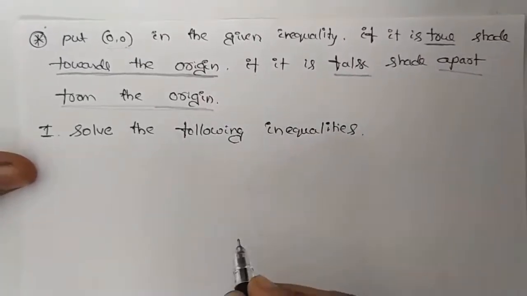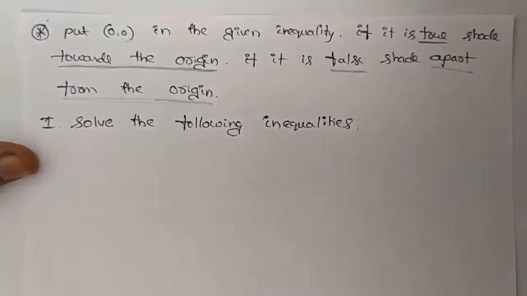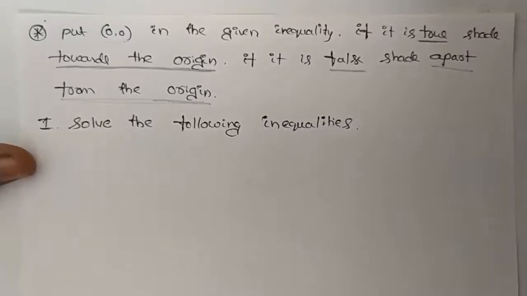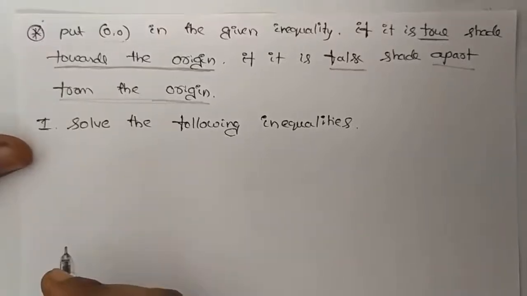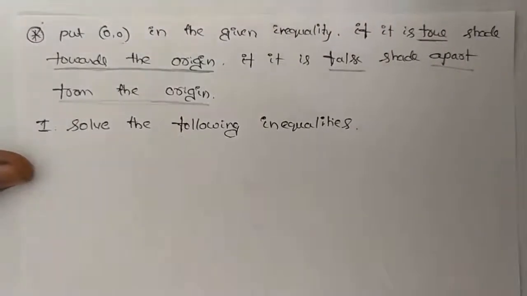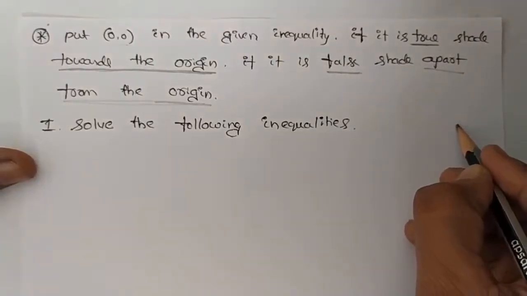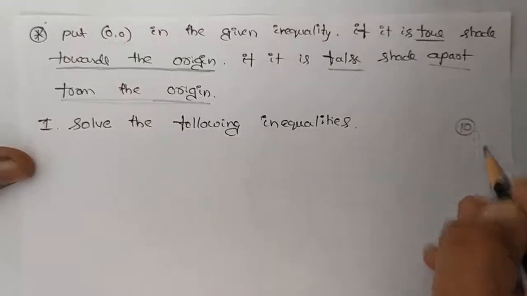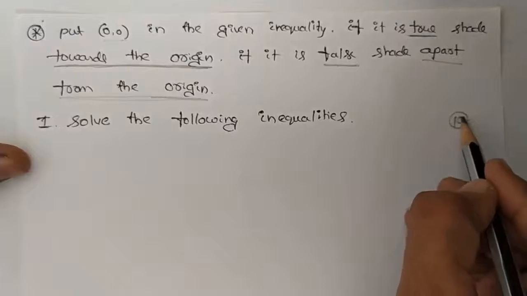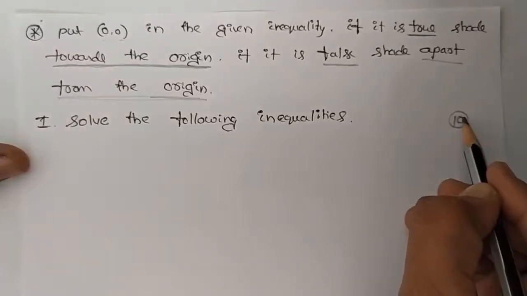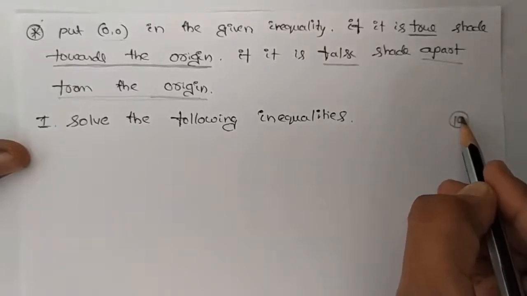For these things, maybe you have to purchase one graph book. If a graph comes, I will mention it in the video itself. You have to purchase one graph book that should have a minimum of 10 graph sheets. Kindly purchase one graph book right now.